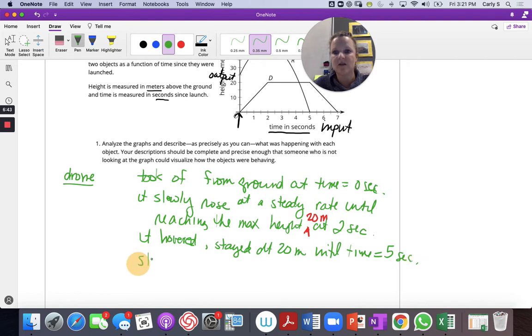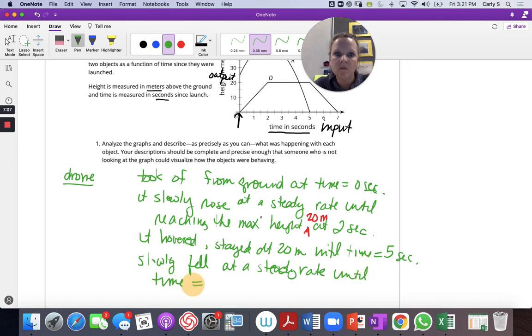And then it slowly fell, decreased in height, at a steady rate until time equaled 7 seconds. That's a lot of words, isn't it? Okay, go ahead and push pause and write that down. And then I'm going to talk about the rocket, okay?